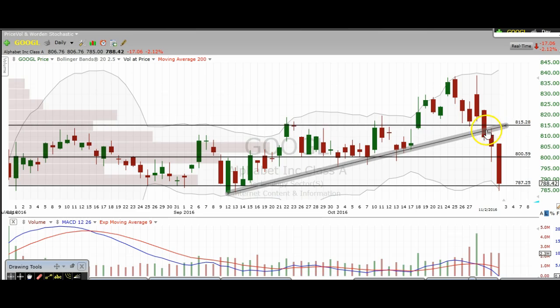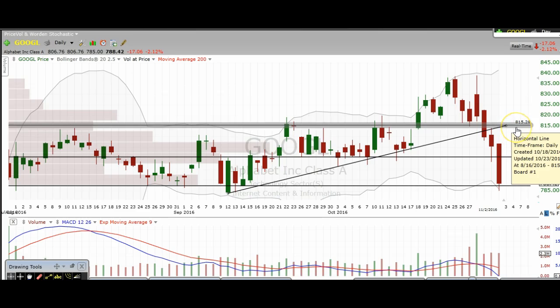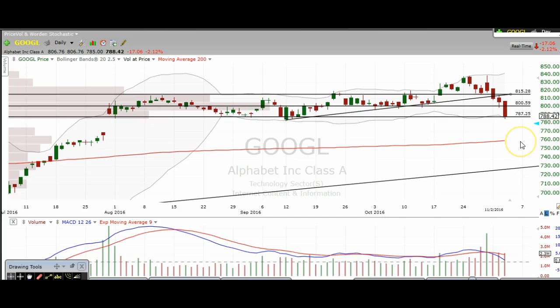The trend line that we broke right there, we're going to retest that if we bounce up higher. Also the lows over here, we haven't really tested those yet, so if we get a bounce up to that 815 level, that's going to be a good shorting area.